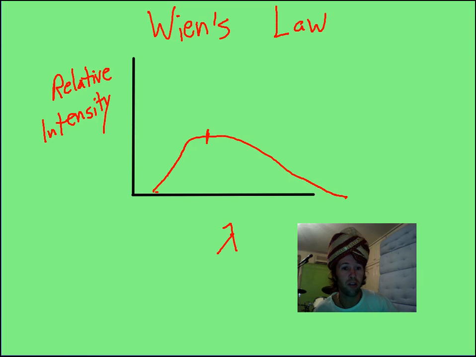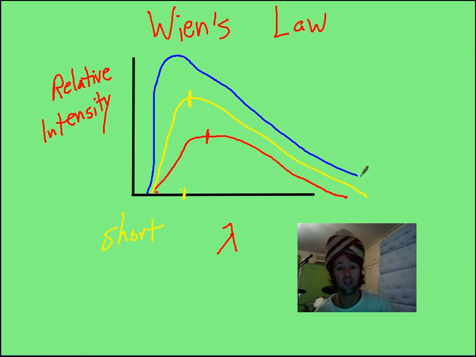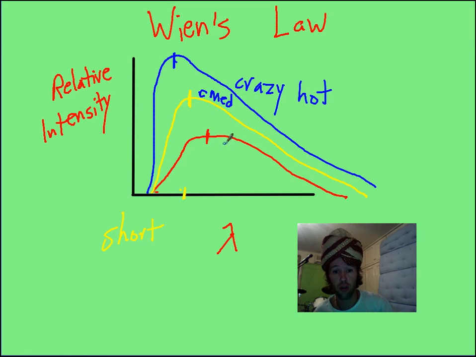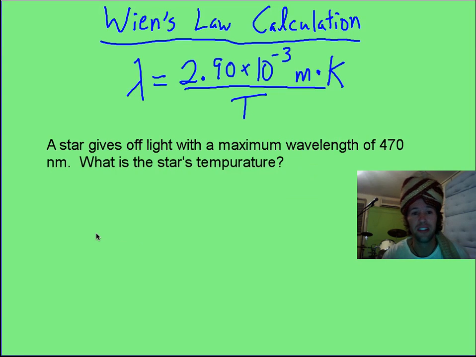Now let's say we have a hotter star. A hotter star might be radiating different wavelengths, something like this, but its peak wavelength, where it really is the most awesome at radiating, is going to be a little bit shorter wavelength. This is the short wavelength area. And if you have a crazy hot star, it might be something like this. And so crazy hot has the shortest maximum wavelength. Medium would have a little bit longer, and a cool star would be red because its maximum wavelength is a little bit longer wavelength.